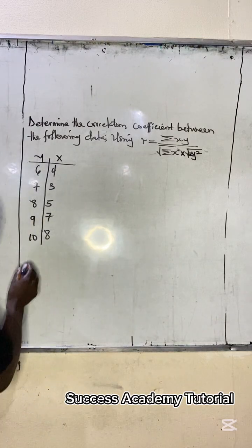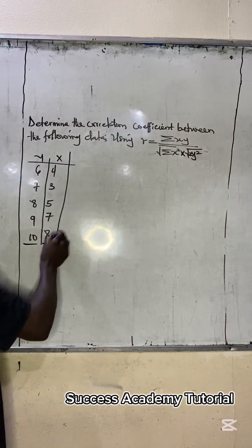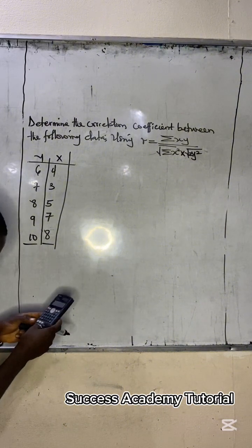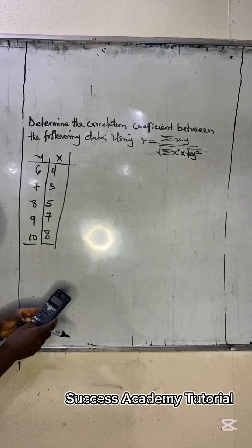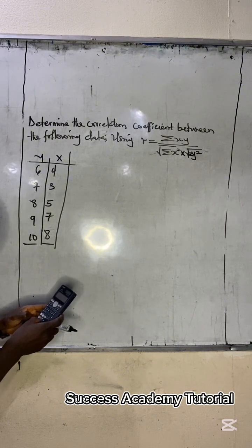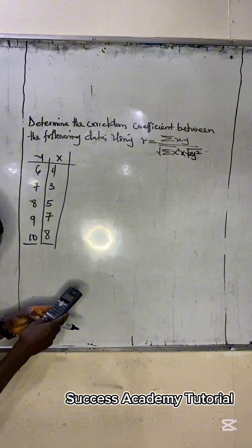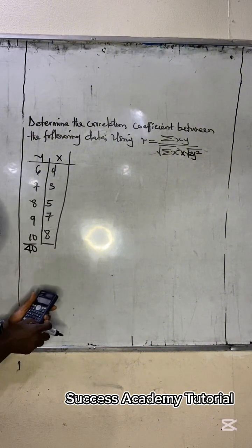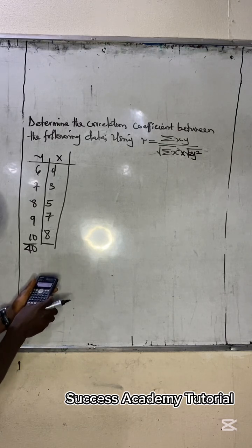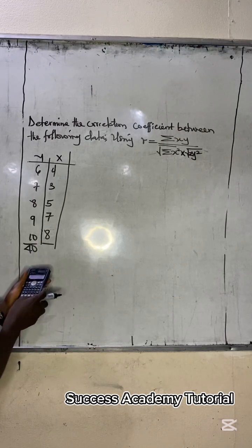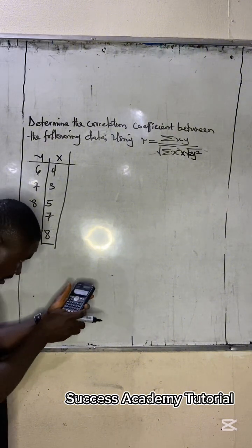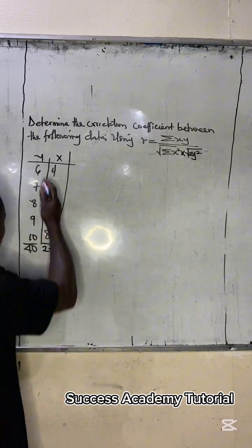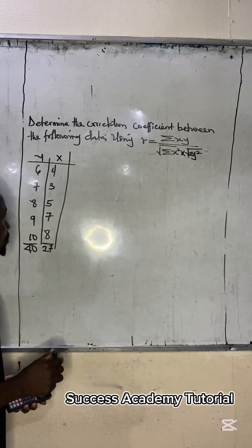To solve this problem, you need to sum up the data. You add this up, that is, 6 plus 7 plus 8 plus 9 plus 10. This is equal to 40. And 4 plus 3 plus 5 plus 7 plus 8 is equal to 27. The summation of that is 27, and when you add the other up it is 40.